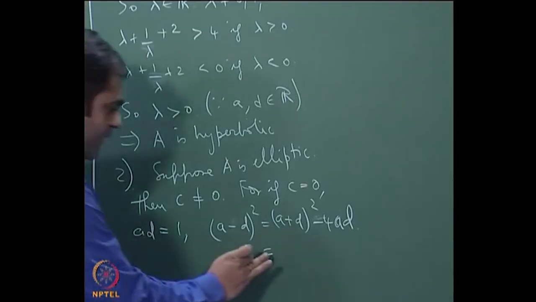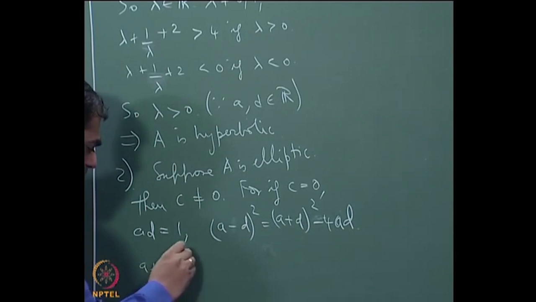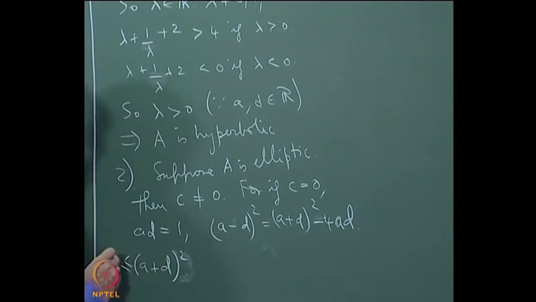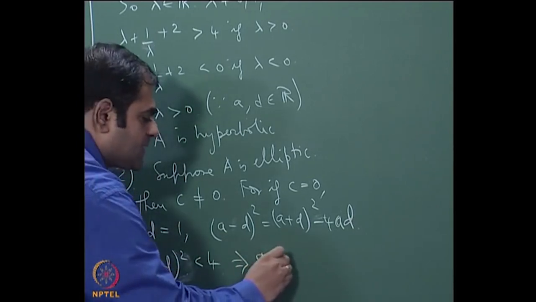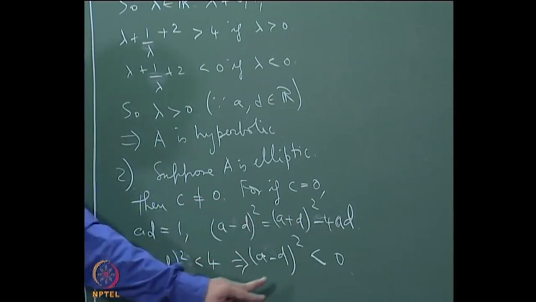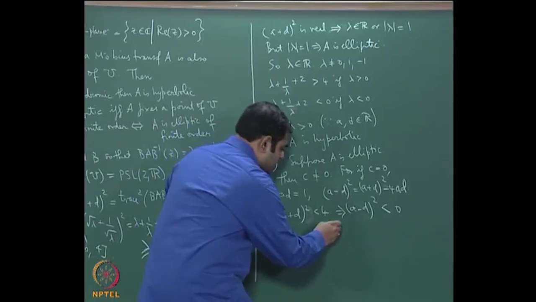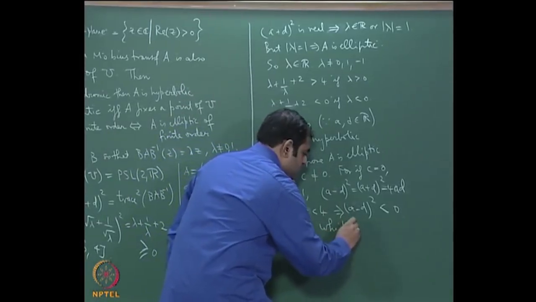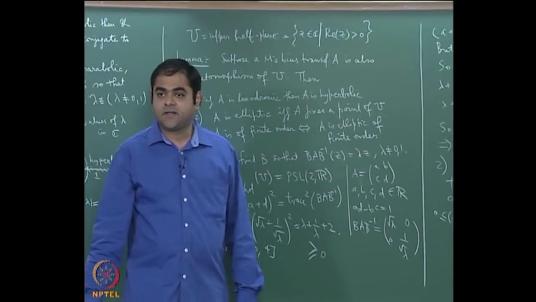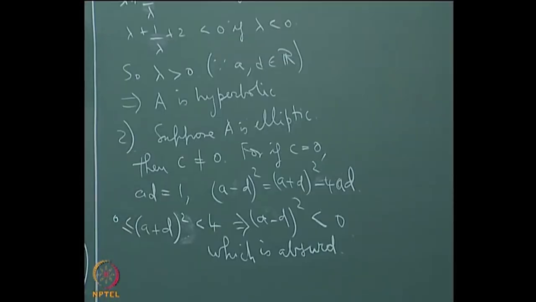So you see, (A plus D) the whole squared is a real number which is greater than or equal to 0 and strictly less than 4; this is the condition for ellipticity. So this will tell you that (A minus D) the whole squared is negative, because (A plus D) the whole squared is strictly less than 4, so it will be 4 minus 4AD, but AD is 1, so it is 4 minus 4, which is 0, so it will be strictly less than 0, which is impossible, which is absurd. It is absurd because A and D are real numbers and I am getting a square of a real number as negative. So C cannot be 0.